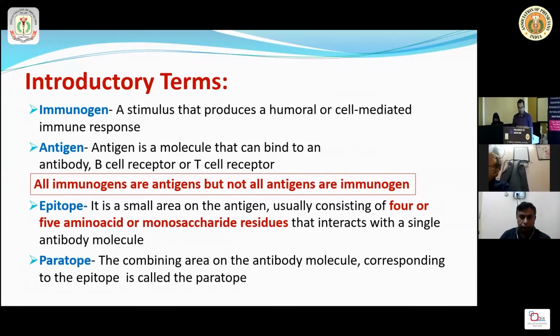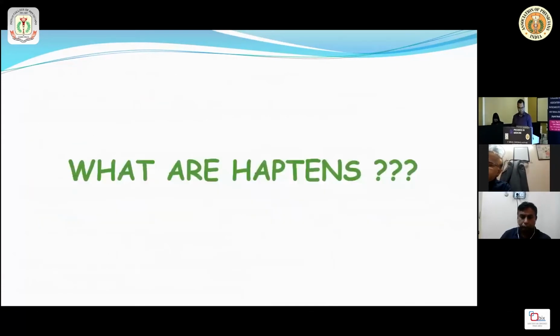Now, what is epitope? Epitope is a small area on the antigen, usually consisting of 4 or 5 amino acid or monosaccharide residues that interacts with a single antibody molecule. What is paratope? The combining area on the antibody molecule corresponding to the epitope is called the paratope. Now, coming to our topic.